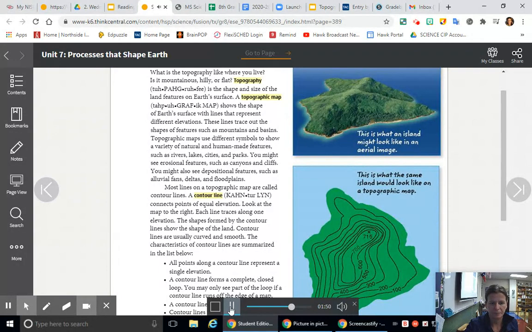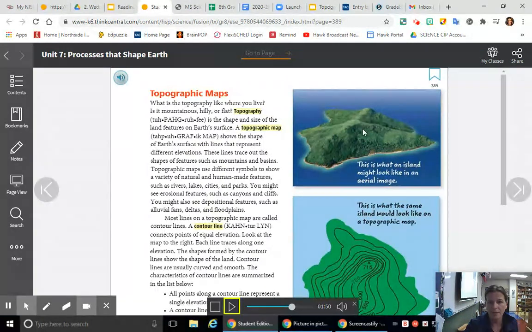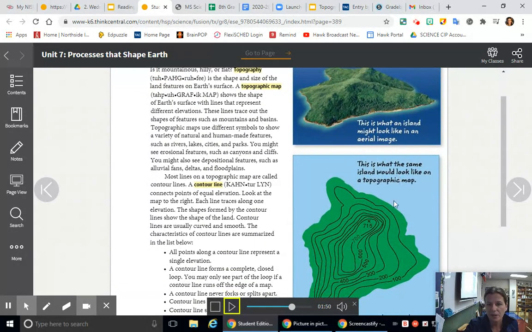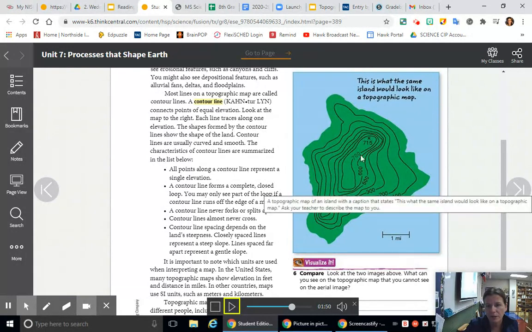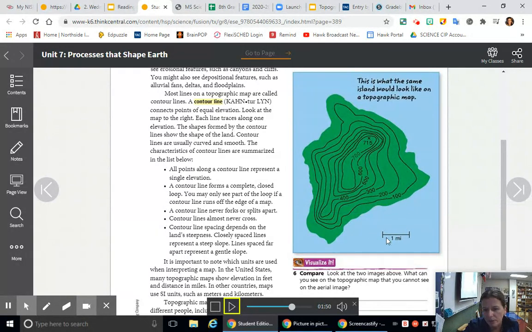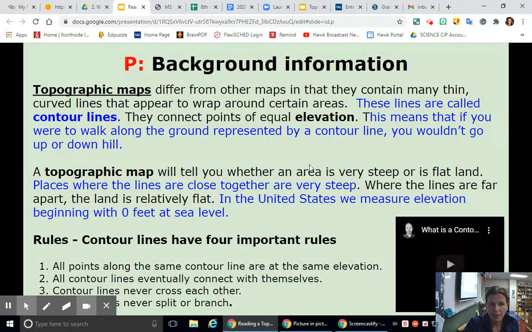Okay, I did want to show you that this is a topographic map of this island that's right here. You can see that the top marked X is 715 feet, and it's going by contour intervals of 100. So 100, 200, 300, 400, etc. Okay, so that was part of our textbook.